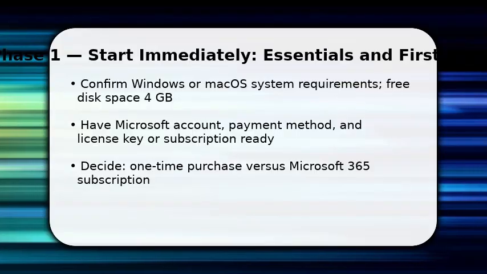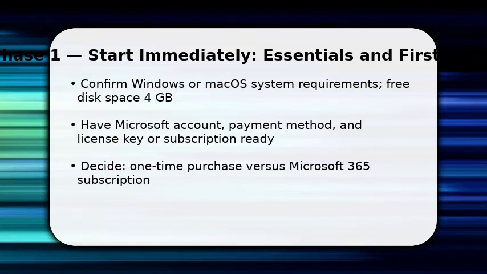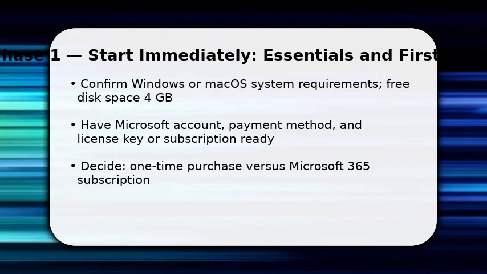You start by confirming requirements and gathering essentials. This saves interruptions later. Sign in to your Microsoft account. If you don't have one, create it now. Once signed in, choose your purchase path: a one-time Office license or Microsoft 365 subscription. Note differences in updates and cloud storage.